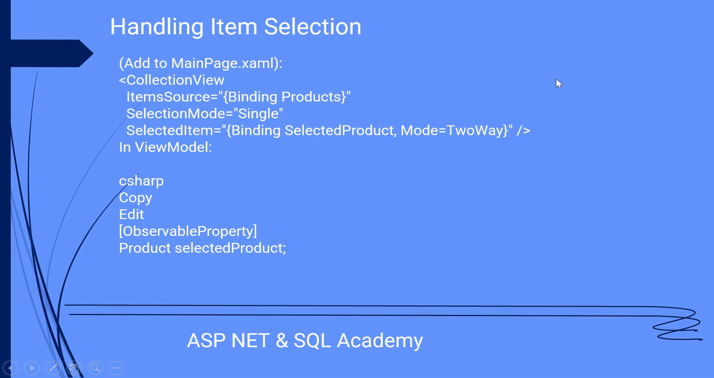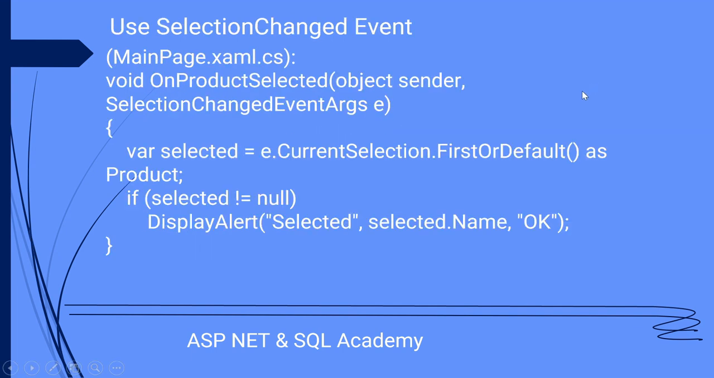Enable item selection by binding the SelectedItem property to your view model. You can then respond to it in your logic. You can also handle selection directly in code behind using the SelectionChanged event to show alerts or navigate.